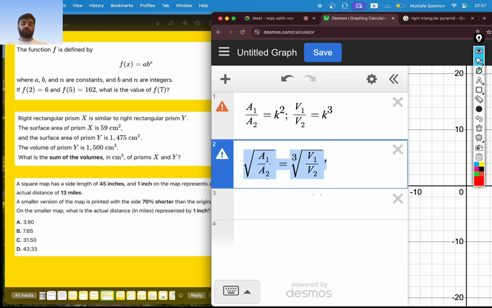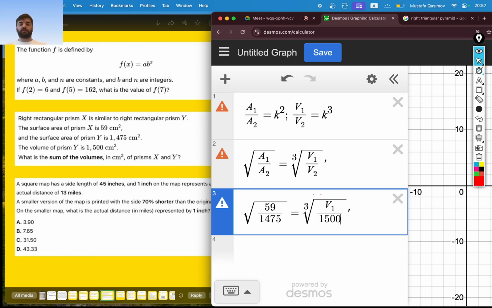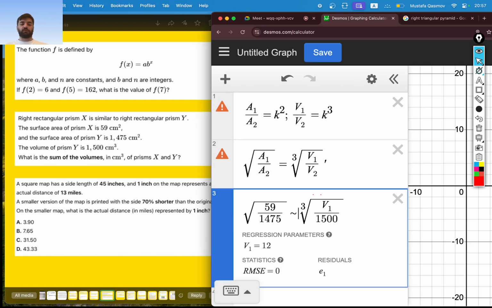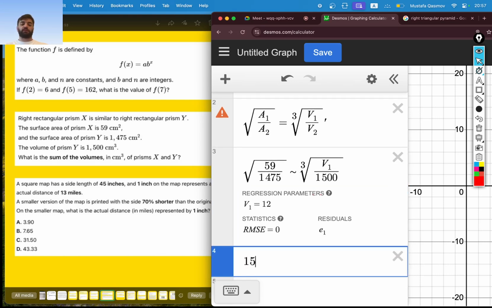Then we have to write all of them in the equation. A1 is equal to 59. A2 is equal to 1475. V1 is equal to, no, it is V2, 1500, and we have to find V1. It will be 12, and 12 plus 1500 will be 1512. Any question?